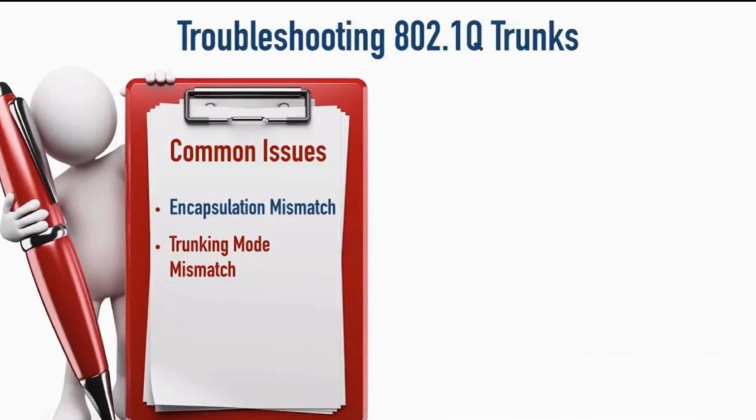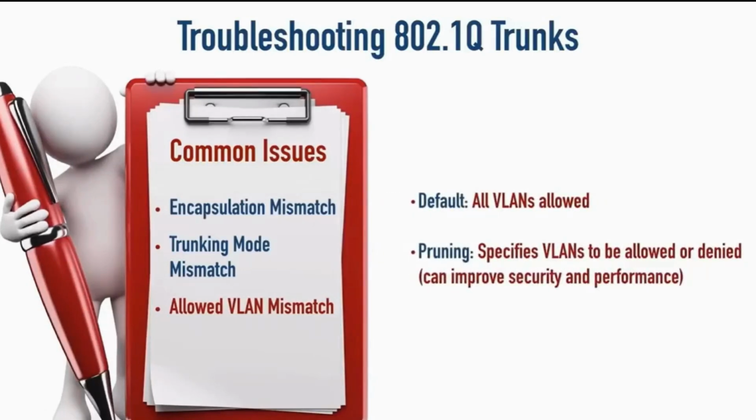Another common issue that we have is different allowed VLANs configured on our trunk ports. By default, on a trunk, all VLANs are allowed, but we may have configured pruning. And pruning is going to specify which VLANs can be allowed or denied on a trunk. And this could help us with security. Maybe we don't want some highly sensitive traffic on one VLAN going across this trunk where it has no business going. We can prune it off of that trunk.